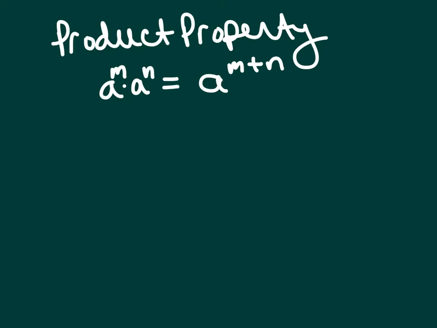Today we're going to look at the product property of exponents. The product property states that if you have a to the m times a to the n, it will equal a to the m plus n. What this means is that if you are multiplying things with the same base, then all you have to really do is add the exponents.